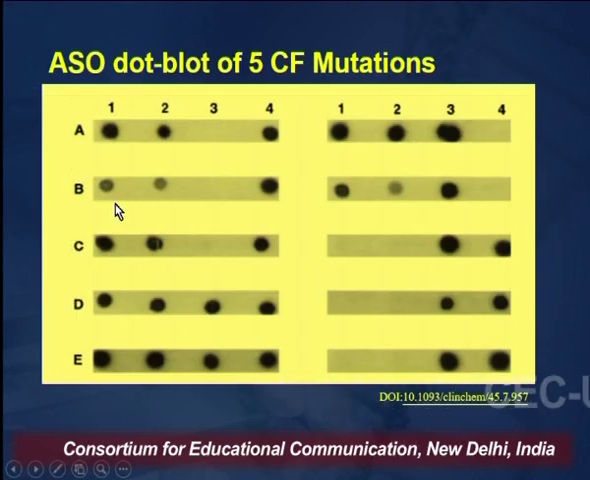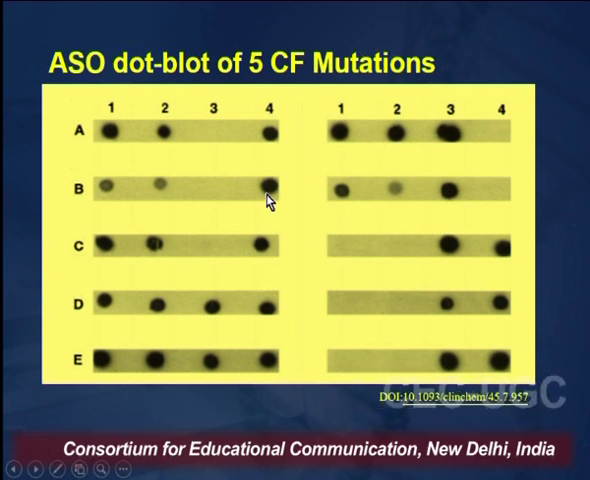So, now look at the B mutation. Numbers 1 and 2 are heterozygotes for the B mutation. Number 3 is homozygous for the B mutation, that is, it is carrying the disease, and number 4 is a normal individual.